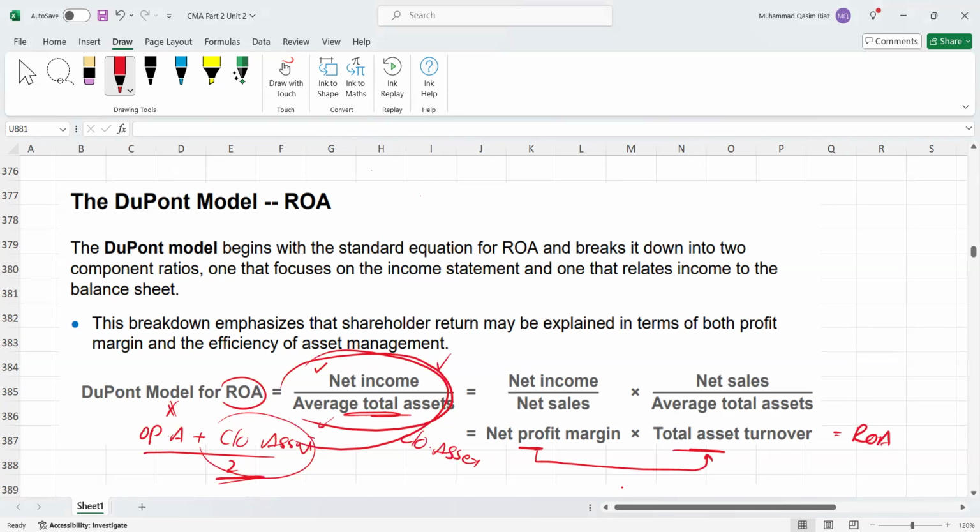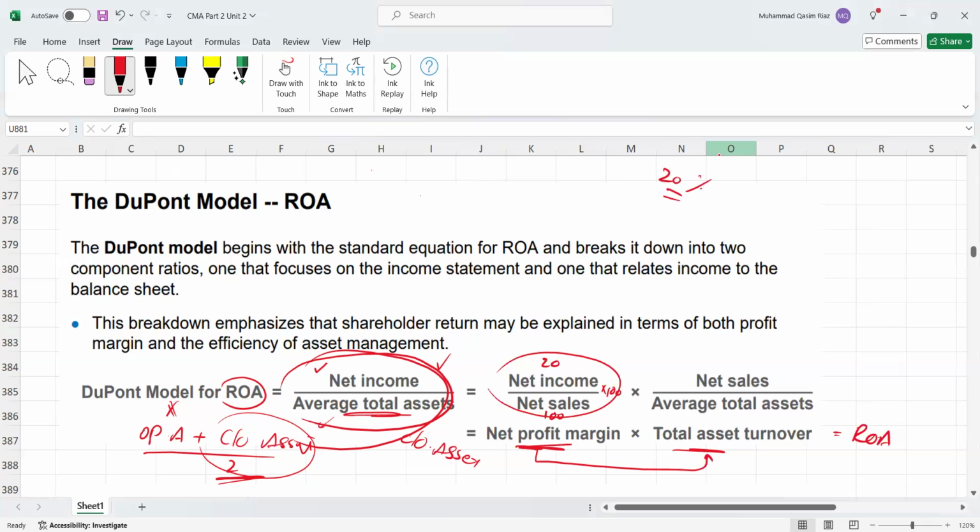But how will you calculate the net profit margin if it is not given in the question straight away? Then you will apply this formula. Net income we take as the numerator and divide by net sales. This is the net profit margin. For example, let's assume net income is $20 and net sale is $100. Because net profit margin is always in percentage, you can also multiply by 100 to get the answer in percentage. So this is going to be 20%. It means net profit margin is 20%.